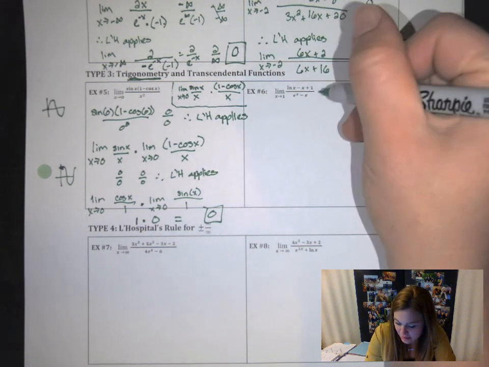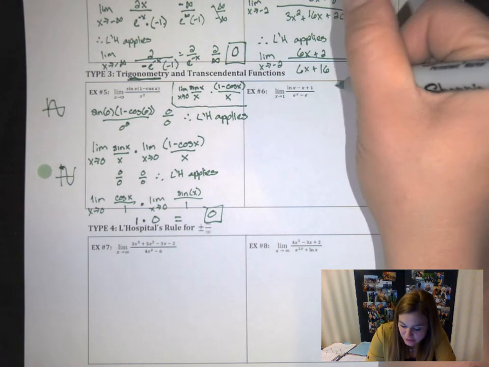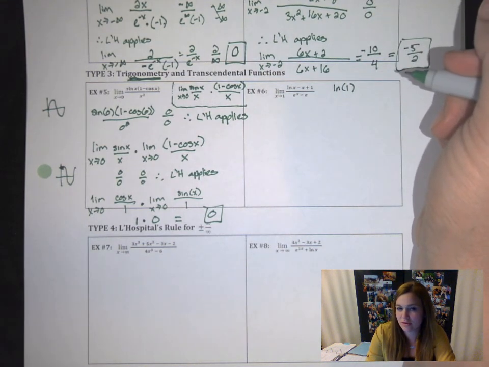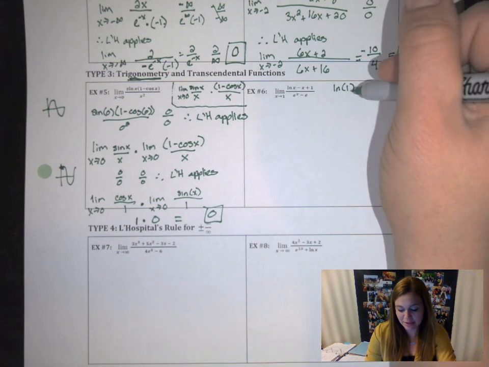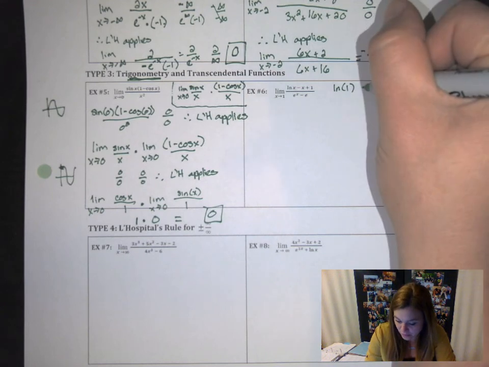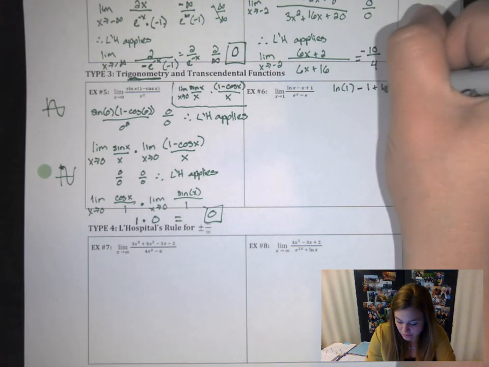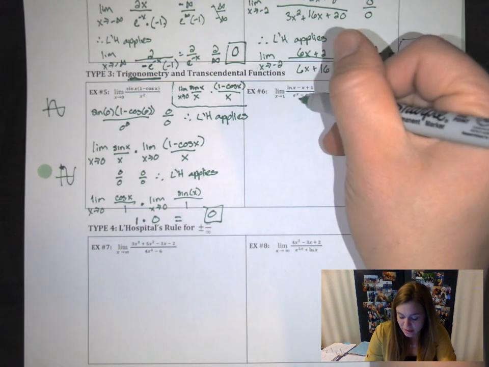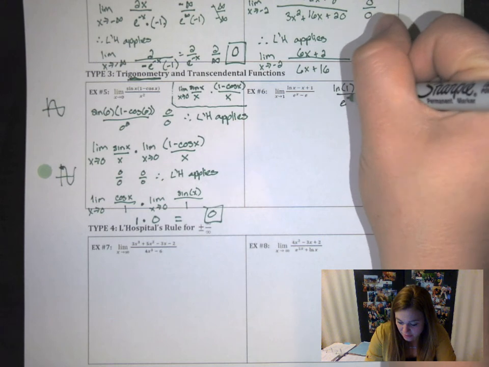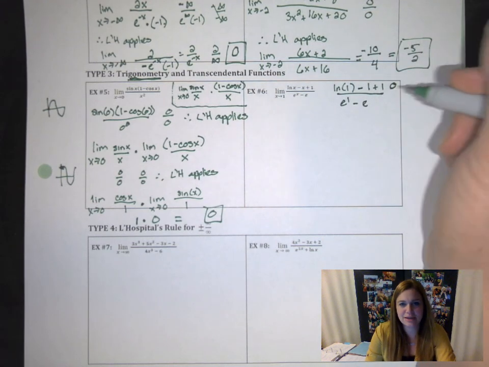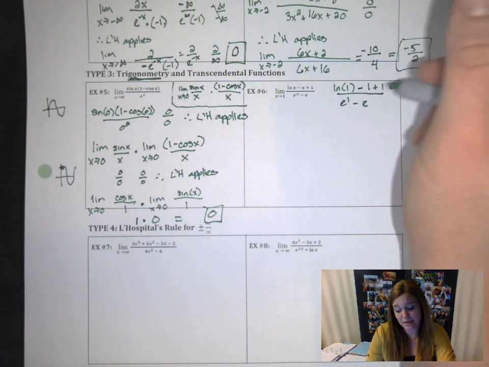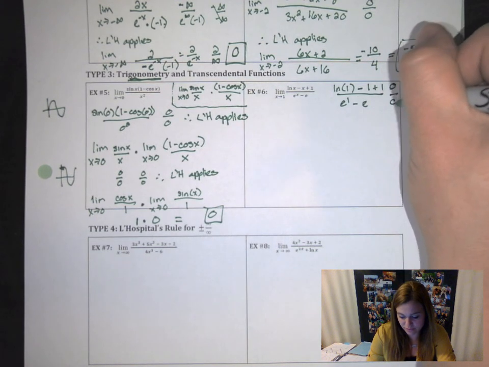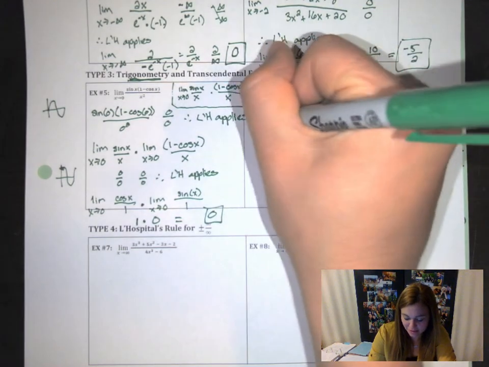Okay, let's try this one. Limit as x approaches 1. The first thing is, if you take the natural log of 1, you should know that one. If you don't, now is a good time to learn it. The natural log of 1 is just 0. Minus 1 plus 1 is going to be 0. E to the first power minus e, that's just like saying 3 to the first power minus 3, you get 0. E minus e is still 0. Okay, so because of that, therefore, L'Hopital's applies.